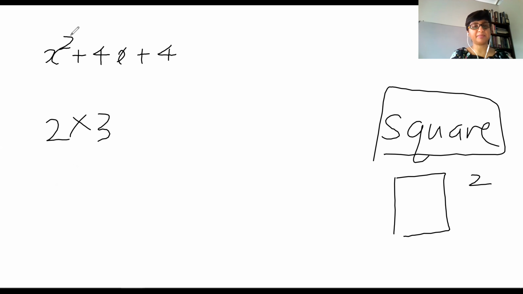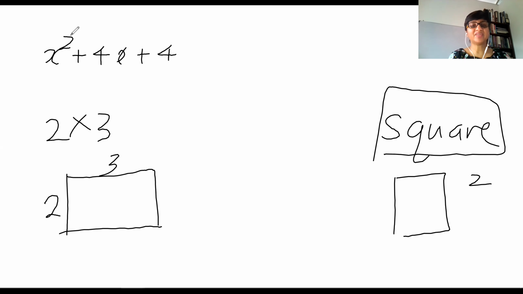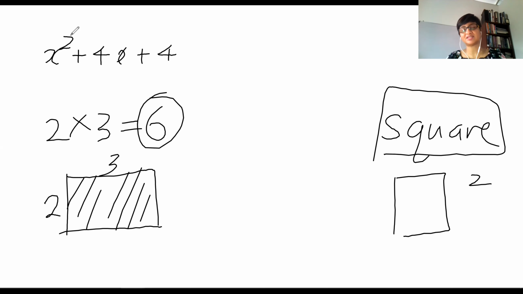This 2 times 3 can be thought of as a rectangle whose side lengths are 2 and 3. And the answer to this is the area of this rectangle. Does this work for any product? Yeah. 5 times 9. 5 and 9 rectangle. Area is the answer. 9 times 5 is 45.